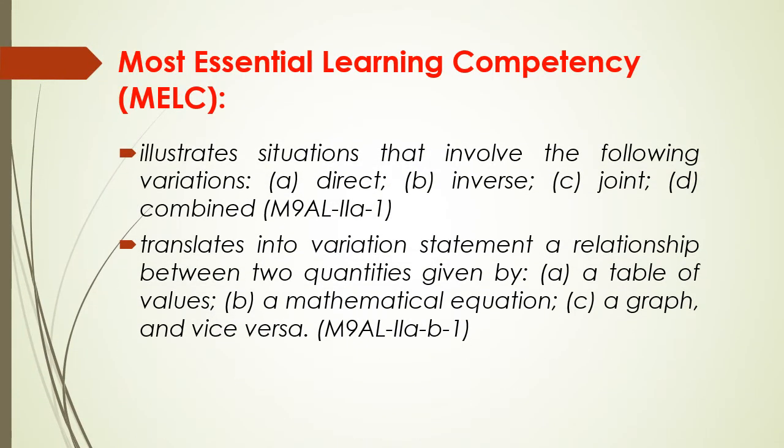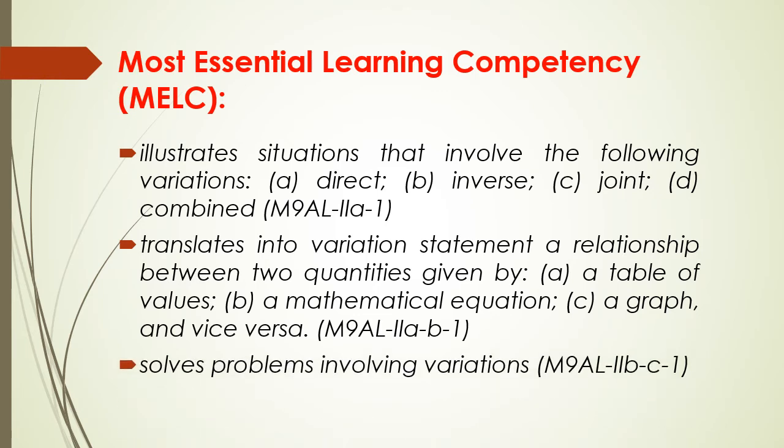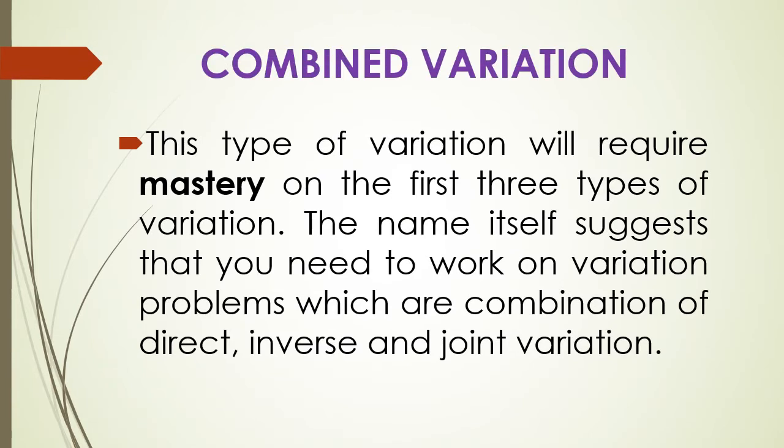So for the most essential learning competency, illustrate a situation that involves the following: variation, direct, inverse, joint, combined variation, translate into variation statement relationship between two quantities given by a table, values, mathematical equation, graph, and vice versa. Solve problem involving variation. So this type of equation, combined variation, will require mastery. So kailangan daw meron tayong mastery.